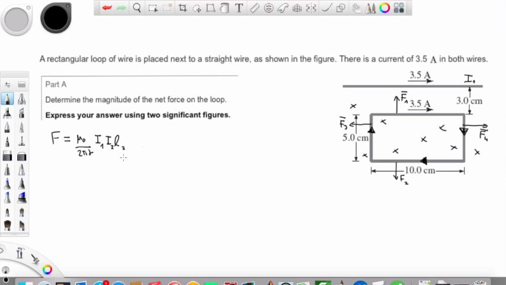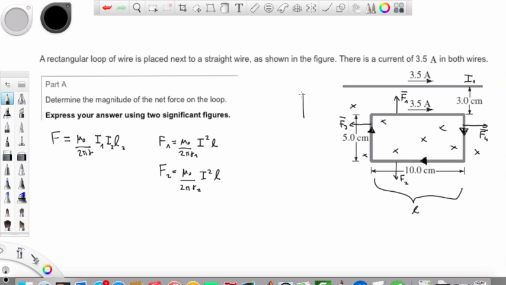So in this case, for F1 we get μ0 divided by 2 pi r1, where r1 is this distance, 3 centimeters, and then I1 is just I, I2 is just I, so that's I squared, and then L2 is the length of this one, so let's call this L. And F2, in similar fashion, μ0 over 2 pi R2, which is now 5 plus 3, 8 centimeters, same thing, I squared times L.